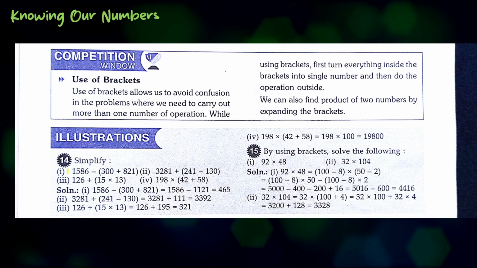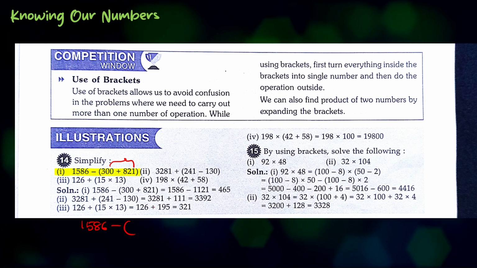So here they have asked us to solve this question. As explained above, you need to solve the operations inside the bracket first and then do the outside one. So 1586 minus, you have to solve these two first. So you have to add these two.